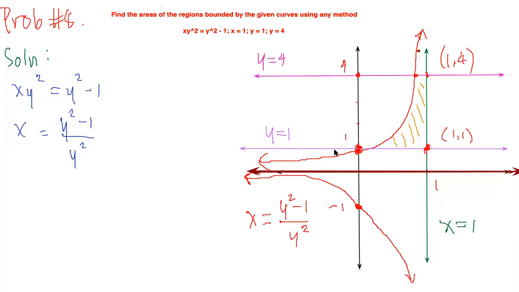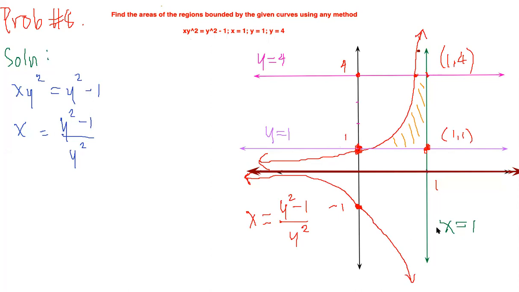We're going to solve problem number 8 by finding the areas of the regions bounded by the given curves using any method, either horizontal or vertical rectangular strips, using the curves xy squared is equal to y squared minus 1, x is equal to 1, y is equal to 1, and y is equal to 4.